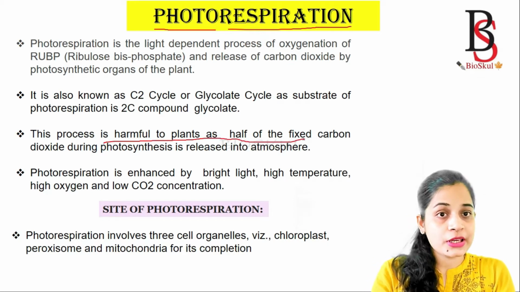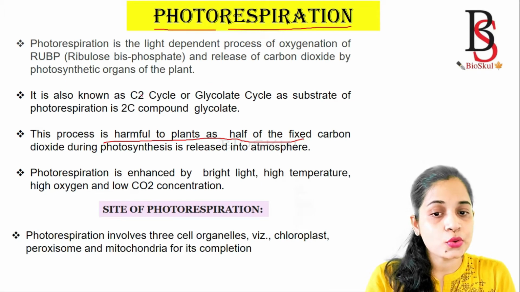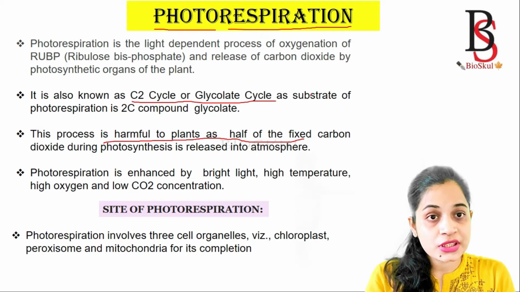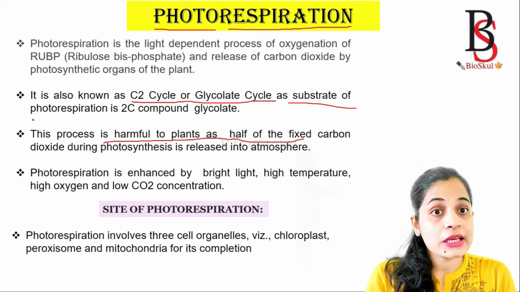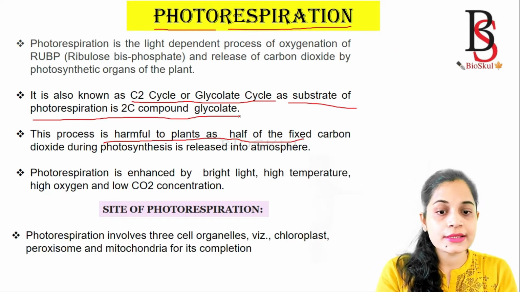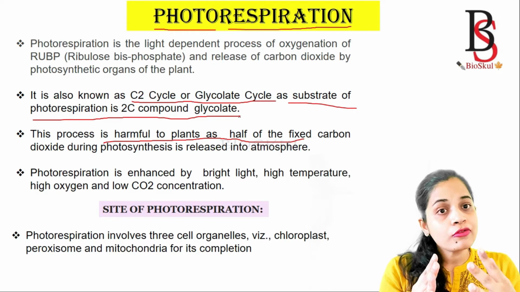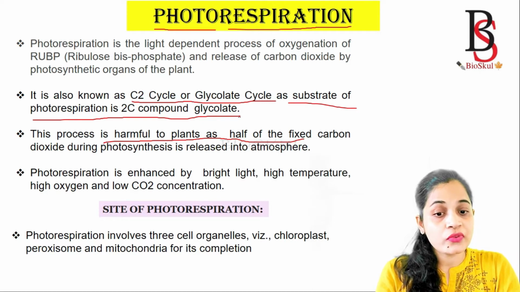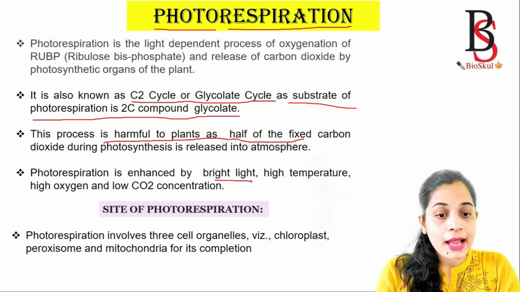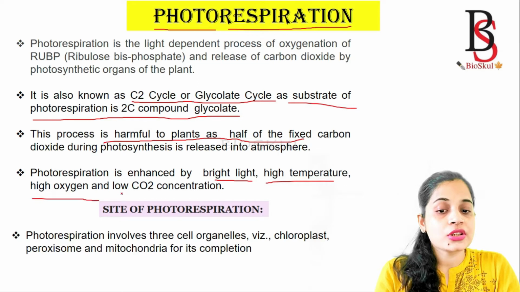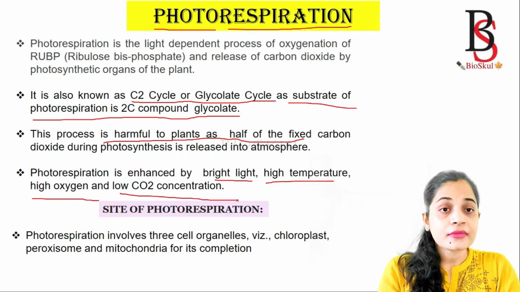Photorespiration is also known as the C2 cycle or the glycolate cycle. Why is it called the glycolate cycle? Because the substrate of photorespiration is a 2-carbon compound, glycolate. We will see this later in our slides. So, when does photorespiration take place in plants? It takes place when there is bright light, high temperature, high concentration of oxygen and low concentration of carbon dioxide.